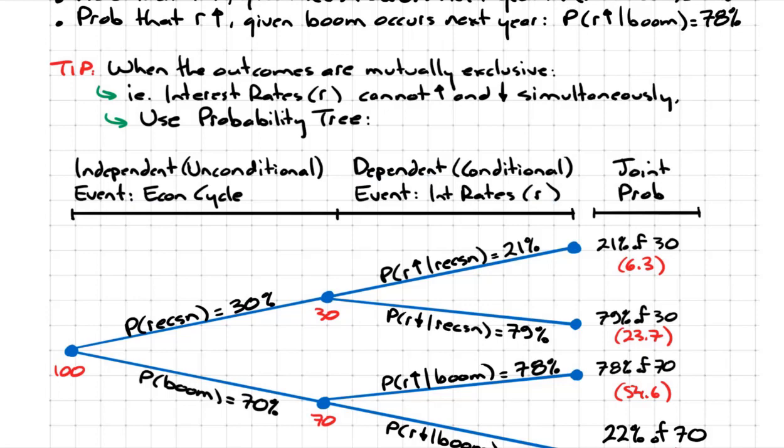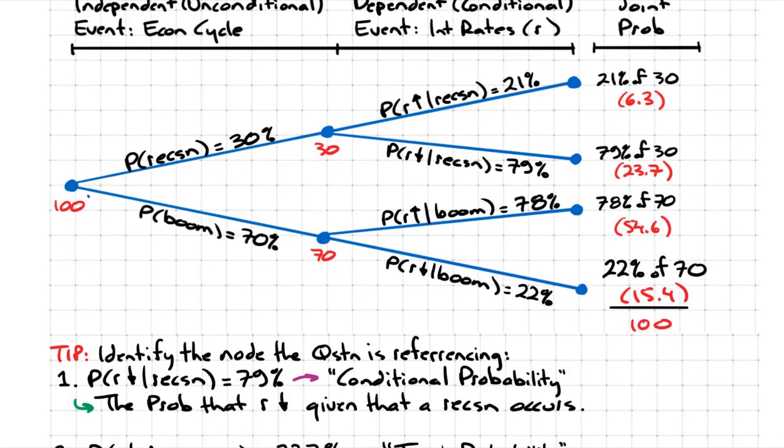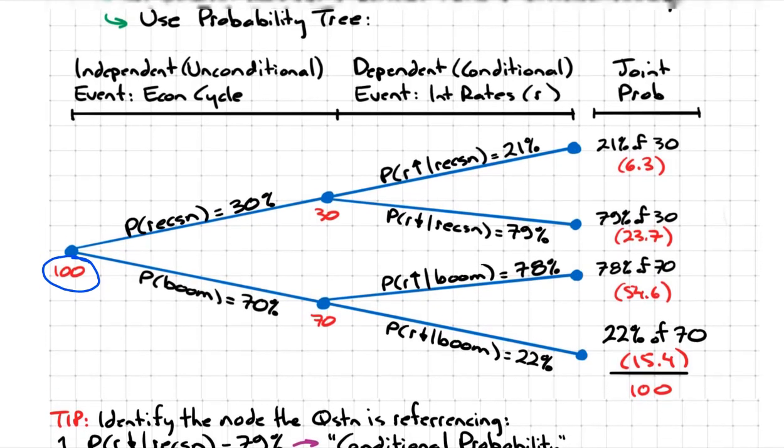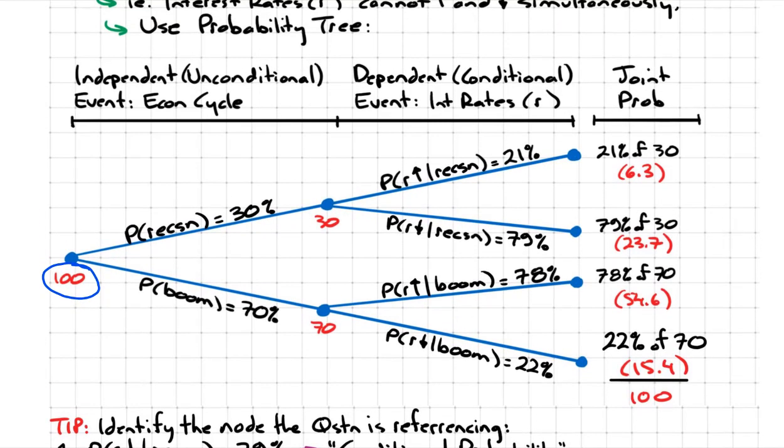So the way I like to lay this out is as follows. I like to start off with 100 units, and I just want to see where these 100 units end up. And what I mean by where they end up is, did they experience a recession? Did they experience a boom? Did they experience an interest rate increase or decrease? So let's start populating this table, or this tree, I should say.